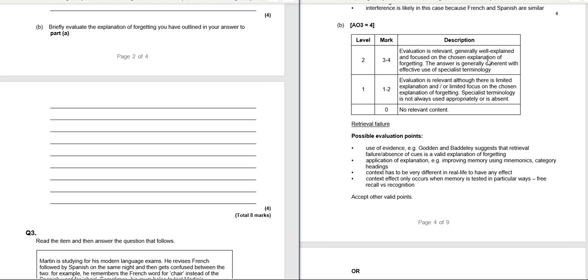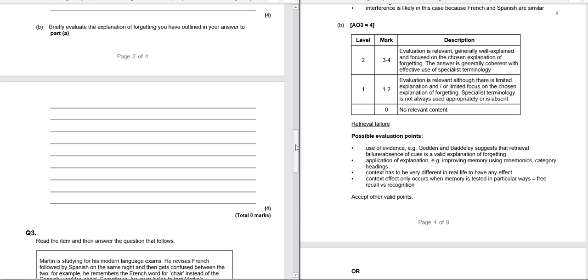And again, you could say, however, a weakness of this is that this was carried out using divers, and this doesn't tell us anything about students or anything about non-divers and so on. So it's actually quite easy to evaluate. Just because it isn't necessarily on the mark scheme, remember that it's use of evidence, so the evaluation of the evidence, so we would accept any evaluation points there. So hopefully you're okay with that.